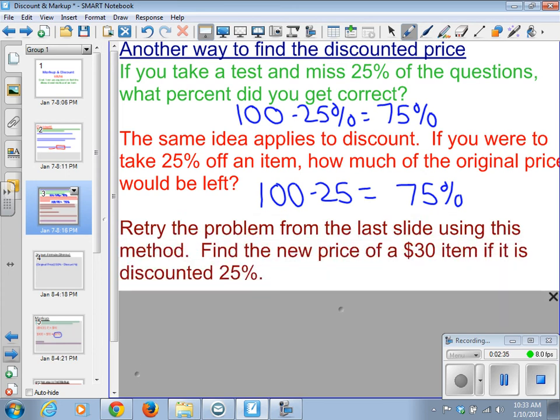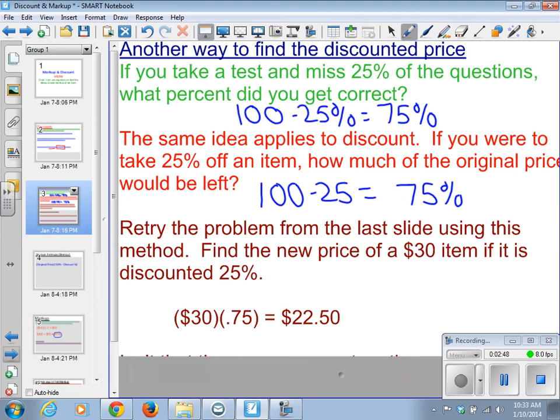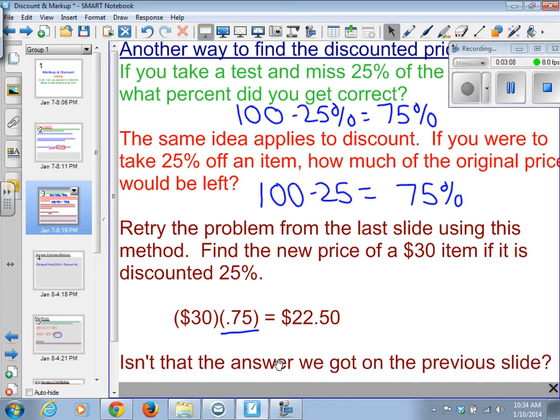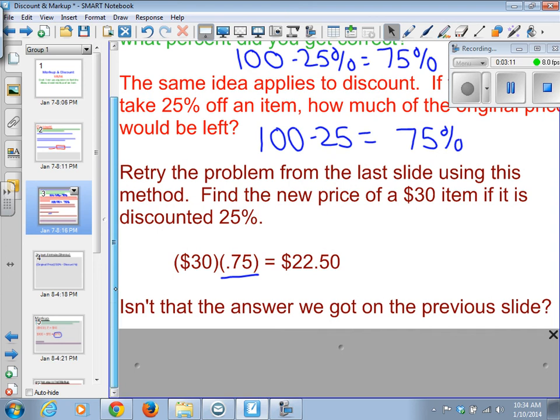So we're going to retry the problem from the last slide using this method. We'll find the new price of an item that costs $30 if it's discounted 25%. We take the $30, multiply it by 75 hundredths, which is 75%, because 75% is left of the original cost, which gives us $22.50. And I am very confident that that's what we got on our previous slide.